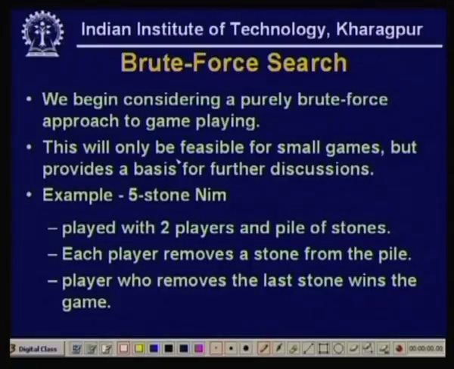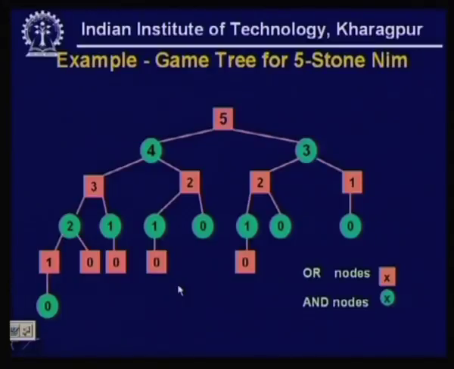So, let us take an example of a simple game, 5 stone nim. This game is played with 2 players and a pile of stones. Suppose we have, let us say, 15 stones to start with. Each player removes either 1 or 2 stones from the pile, and the player who removes the last stone wins the game. So, this is the description of the game of 5 stone nim, where each player can remove 1 or 2 stones at a time.